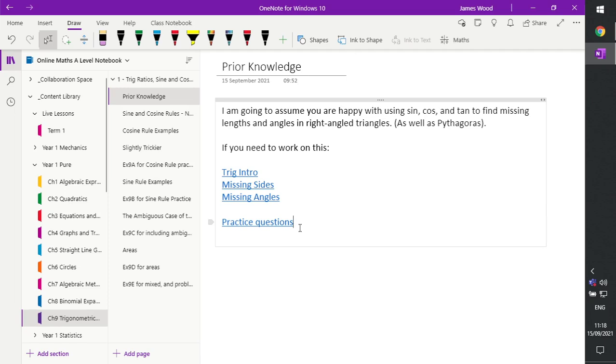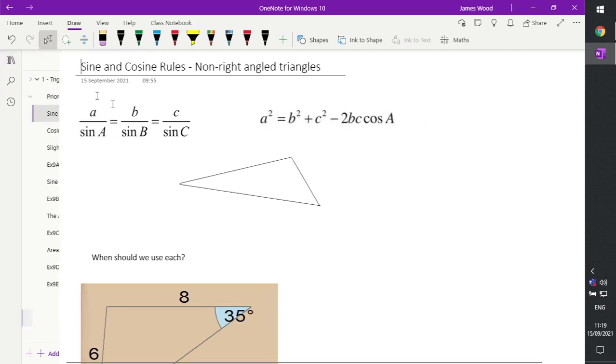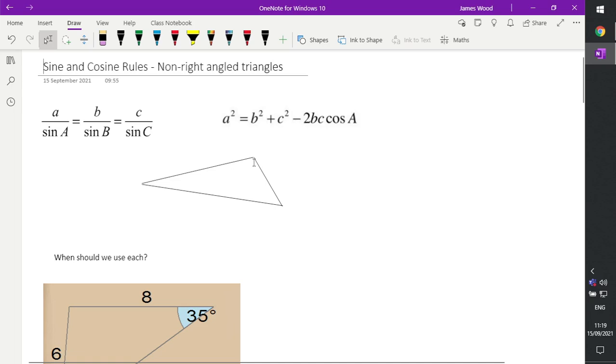The other sections of this chapter are about the sine rule and cosine rule, which are also in GCSE, which you use for non-right angled triangles, but the actual questions are sometimes a little bit harder. So that's what this chapter is all about, basically. So we're going to have a look at sine and cosine rules separately, when you would use each one, and then some problems.